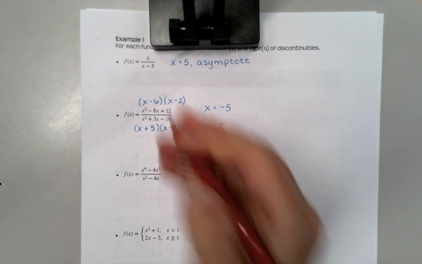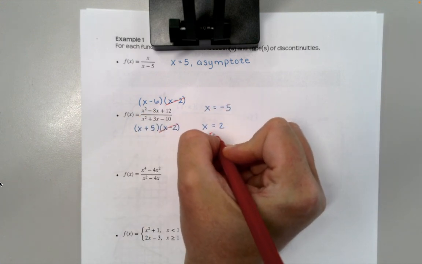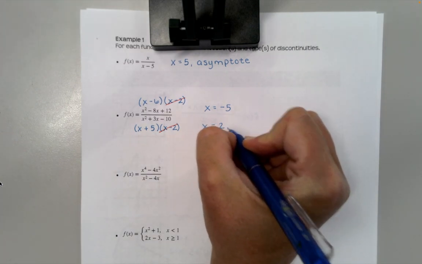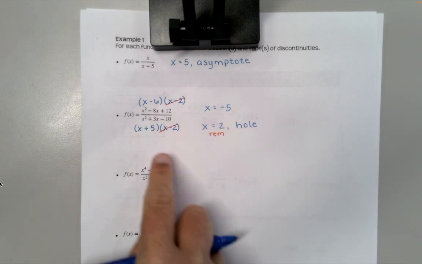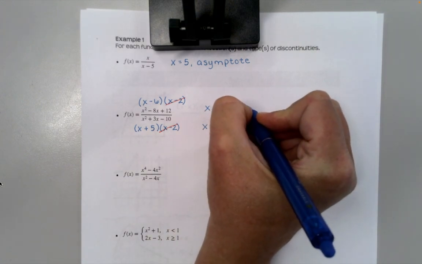I see that the x minus 2 cancels, which means this is a removable discontinuity. And so that means the type of discontinuity would be a hole. When it's a removable discontinuity, it forms a hole. But the x plus 5, that is not removable. It doesn't cancel with anything. So that is just going to form an asymptote.